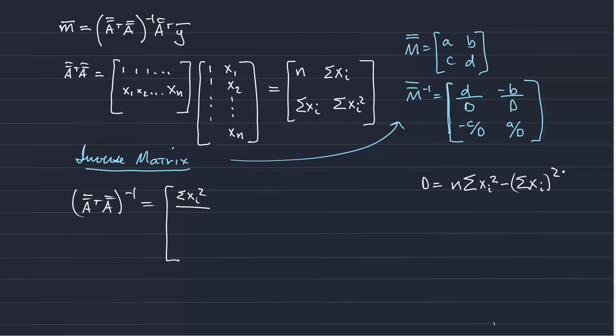And with a little bit of algebra, you can show that this is equal to n times the sum of square deviations of x from its mean. When I write the sigma, the sum from i equals 1 to n is implied. I'm not going to write that every time, but that is what is implied. So the determinant is n times the sum of the square deviations from the mean. Okay.